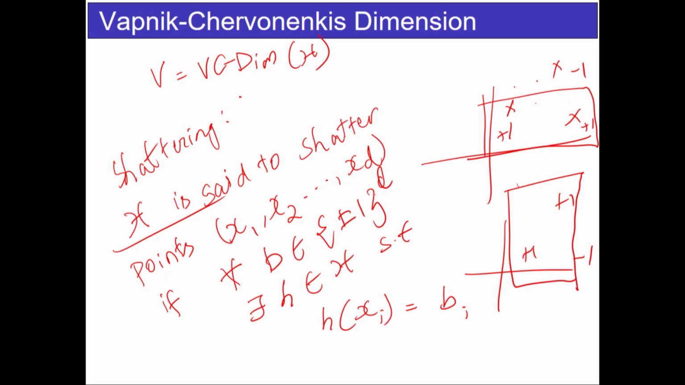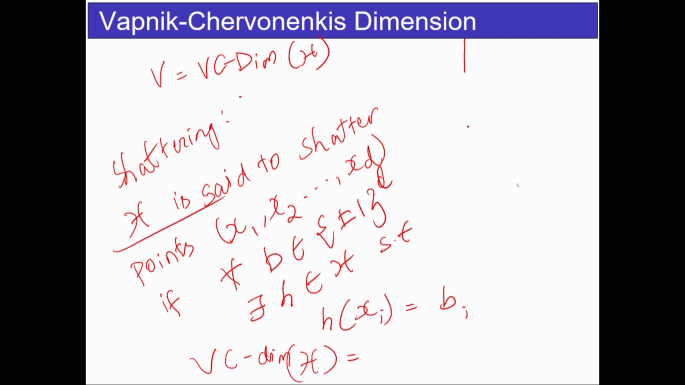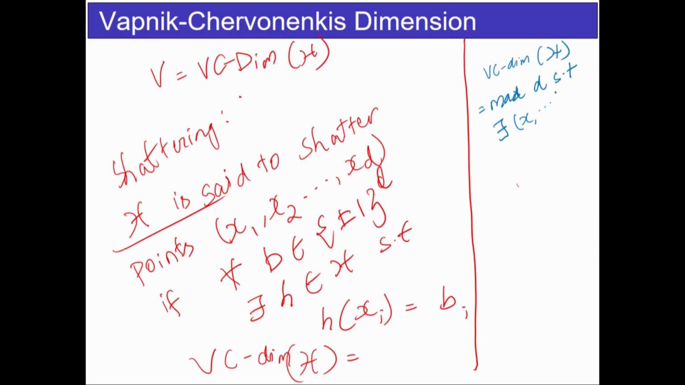So the VC dimension of H is basically the maximum d such that there exist x1, ..., xd that can be shattered. That's the definition of VC dimension.